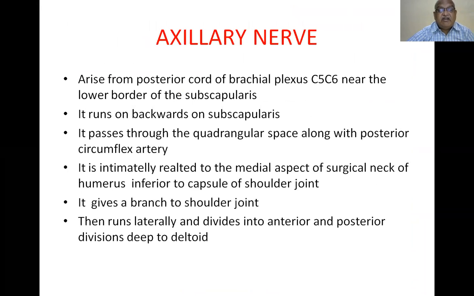Now axillary nerve arises from the posterior cord of brachial plexus, C5, C6, near the lower border of subscapularis. It runs backwards on subscapularis. It passes through the quadrangular space along with posterior circumflex humeral artery. It is intimately related to the medial aspect of surgical neck of humerus, inferior to capsule of shoulder joint.